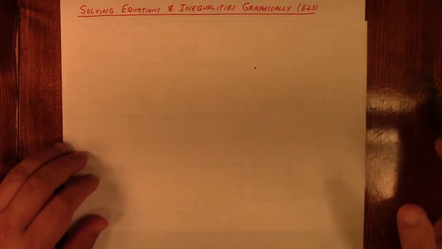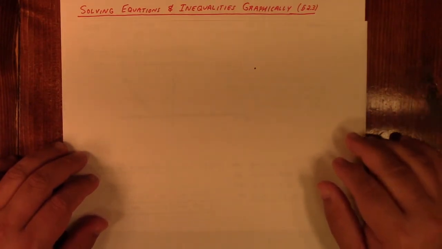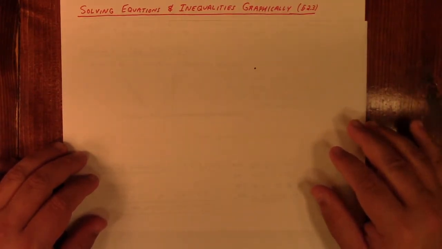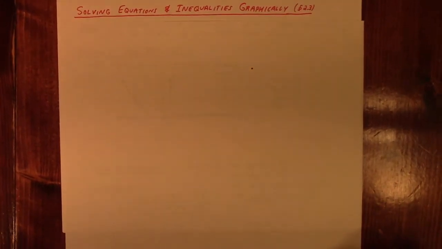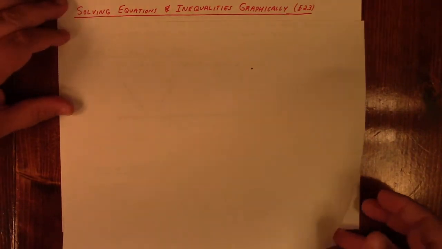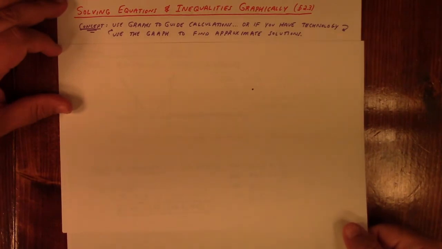So I noticed as I was looking over the chapter, there's one thing we hadn't quite covered yet, and I'm kind of glad we hadn't, because solving equations or inequalities graphically is something that, to do it justice, you'd like to know something about how to make graphs, right? And we finally just did that today, so this is a nice thing to circle back to now that we know a little bit about graphing by transformations. So without further ado, here's the basic idea: we can use graphs to guide calculations, or if you have technology, you could use the graph to find approximate solutions.